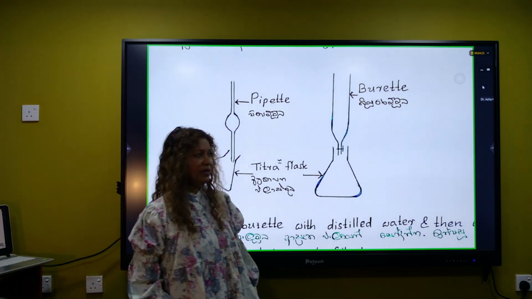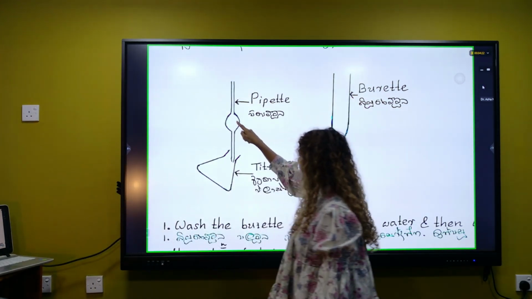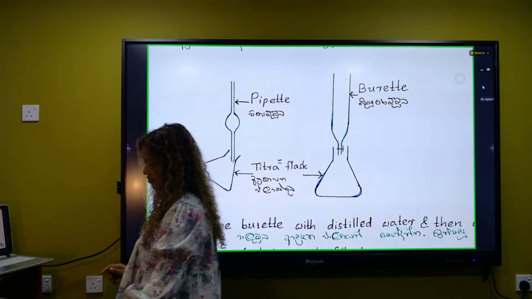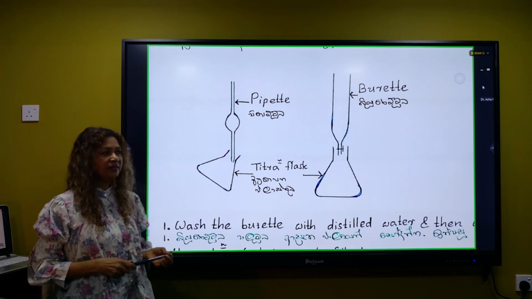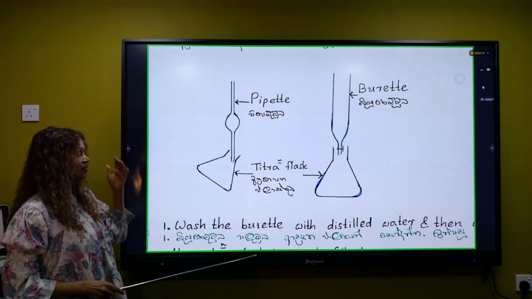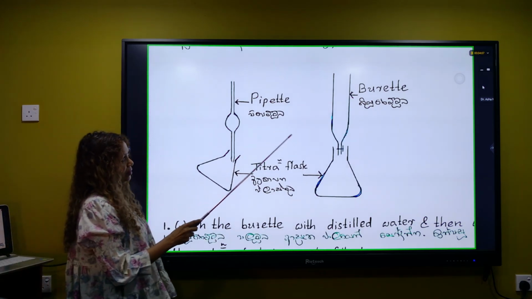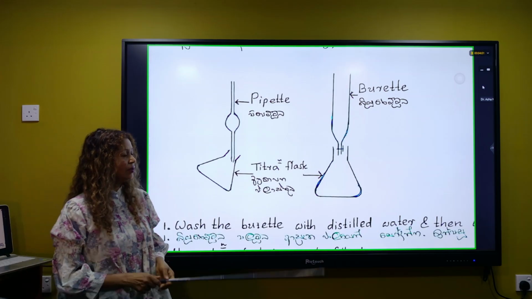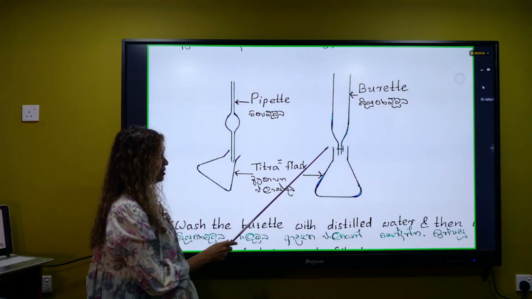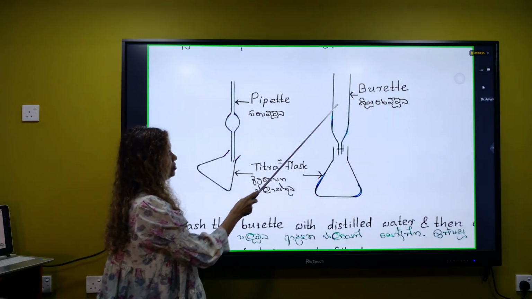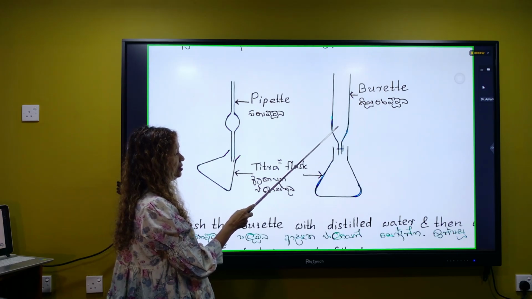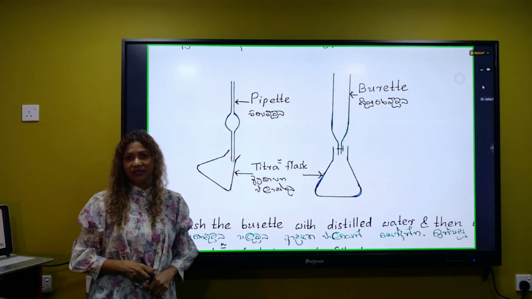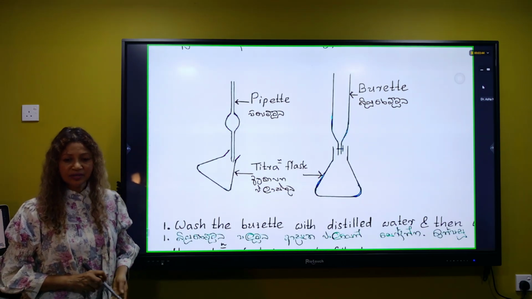We have the pipette, burette and titration flask. Three different instruments that we are using here: pipette, burette and the titration flask. The burette is the one that we usually add the known solution to, but not always, sometimes it depends on the condition. So we use the burette to fill with the known solution and the titration flask to fill with the unknown solution.